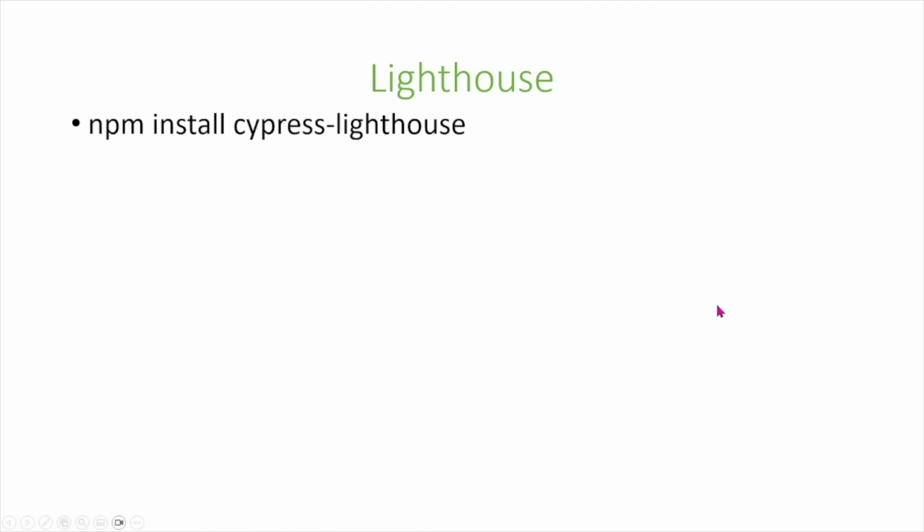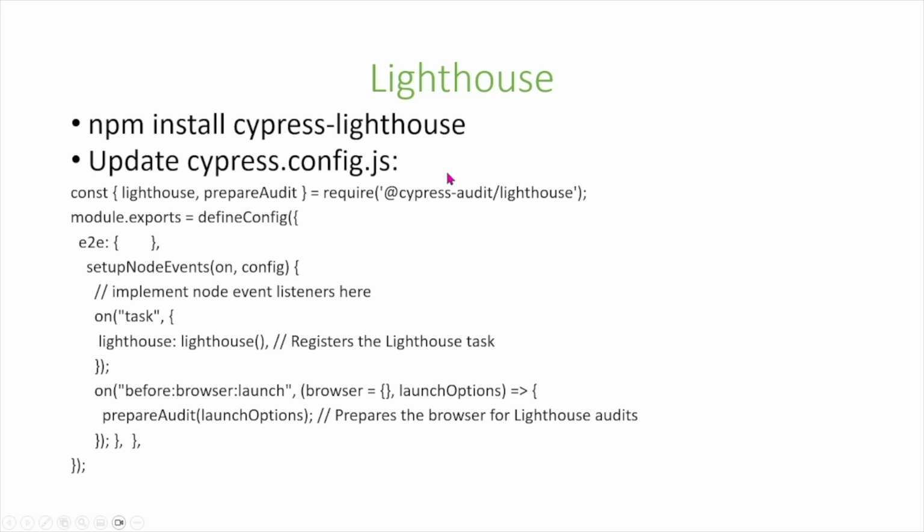So, how do you get Lighthouse? Well, first use npm install cypress-lighthouse to install the package. And then you can update your Cypress config file by adding these lines for Lighthouse. Later we'll show you how we add these lines into our config file. But essentially you're requiring Lighthouse here, and then you're also registering the Lighthouse task here and preparing the browser for the Lighthouse audits later on as well.